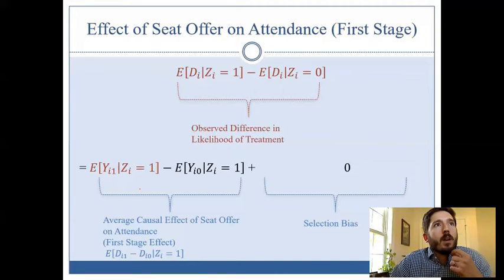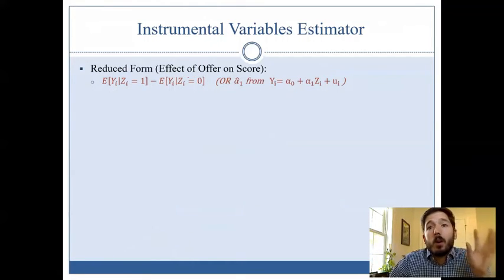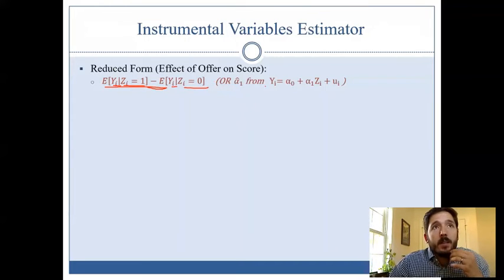So with our instrumental variables estimator, we've got these two pieces. The first is we're going to find the reduced form effect, that effect of the offer on the score. In other words, what was the average of that score for the people who got the offer versus the average of the score for the people who didn't get the offer. Remember, there's no selection bias there because that offer is randomly assigned, right? If we were doing that with a regression, it would look like this.